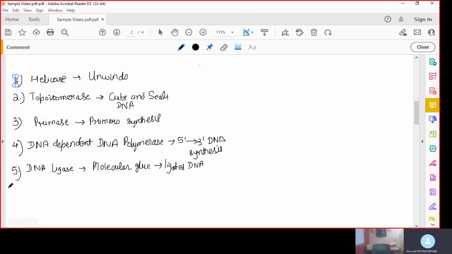So these are the enzymes, and another one, it's not an enzyme but it's a substrate here. It's dNTP. So what is this dNTP? Deoxyribonucleoside triphosphate.